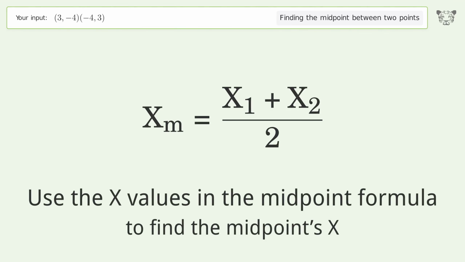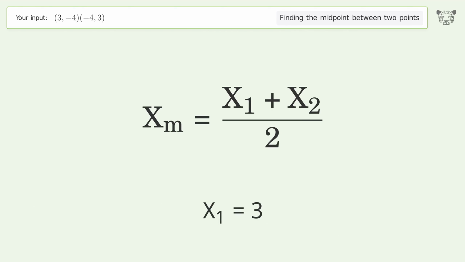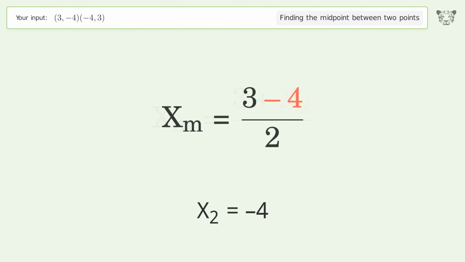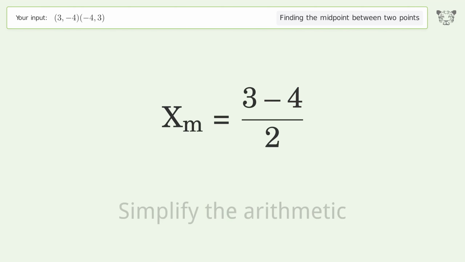Use the x values in the midpoint formula to find the midpoint's x. x1 equals 3. x2 equals -4. Simplify the arithmetic.